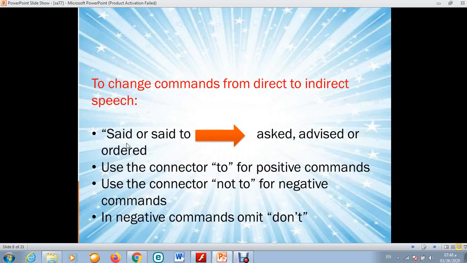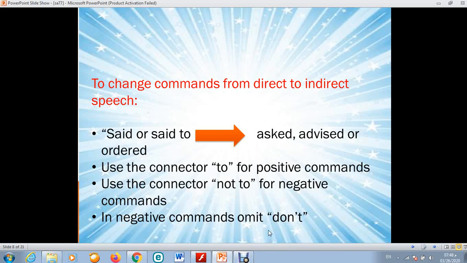First of all, we change said or said to asked, advised, or ordered. Then we use the connector to for positive commands. We use the connector not to for negative commands. In negative commands, don't forget to omit, to delete the word don't, because negative commands start with don't.